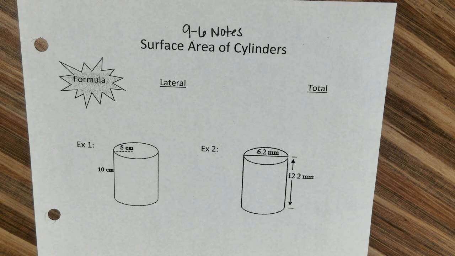Today we're going to learn surface area of cylinders. This is not a prism, so no pH plus 2B. Does everybody hear me? That is only for prisms.